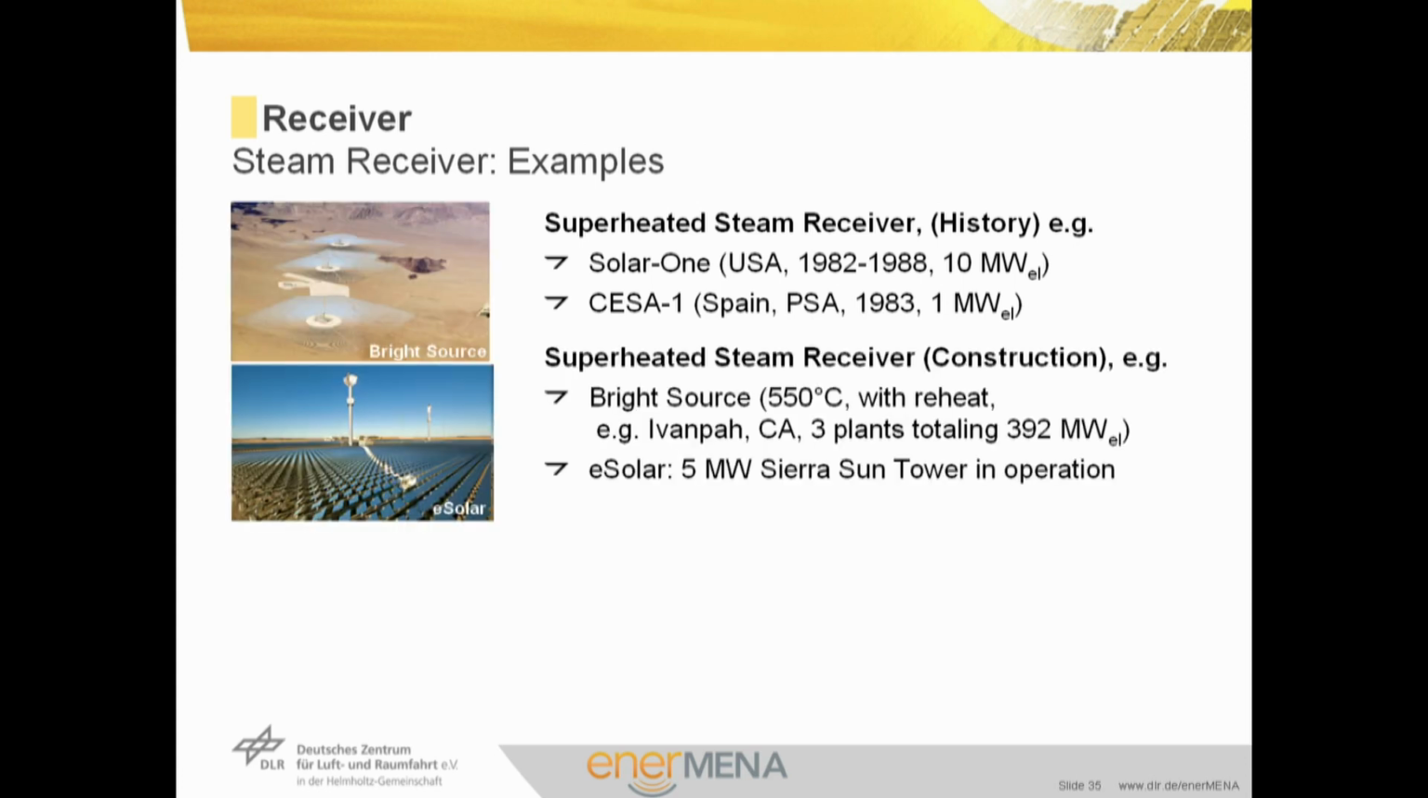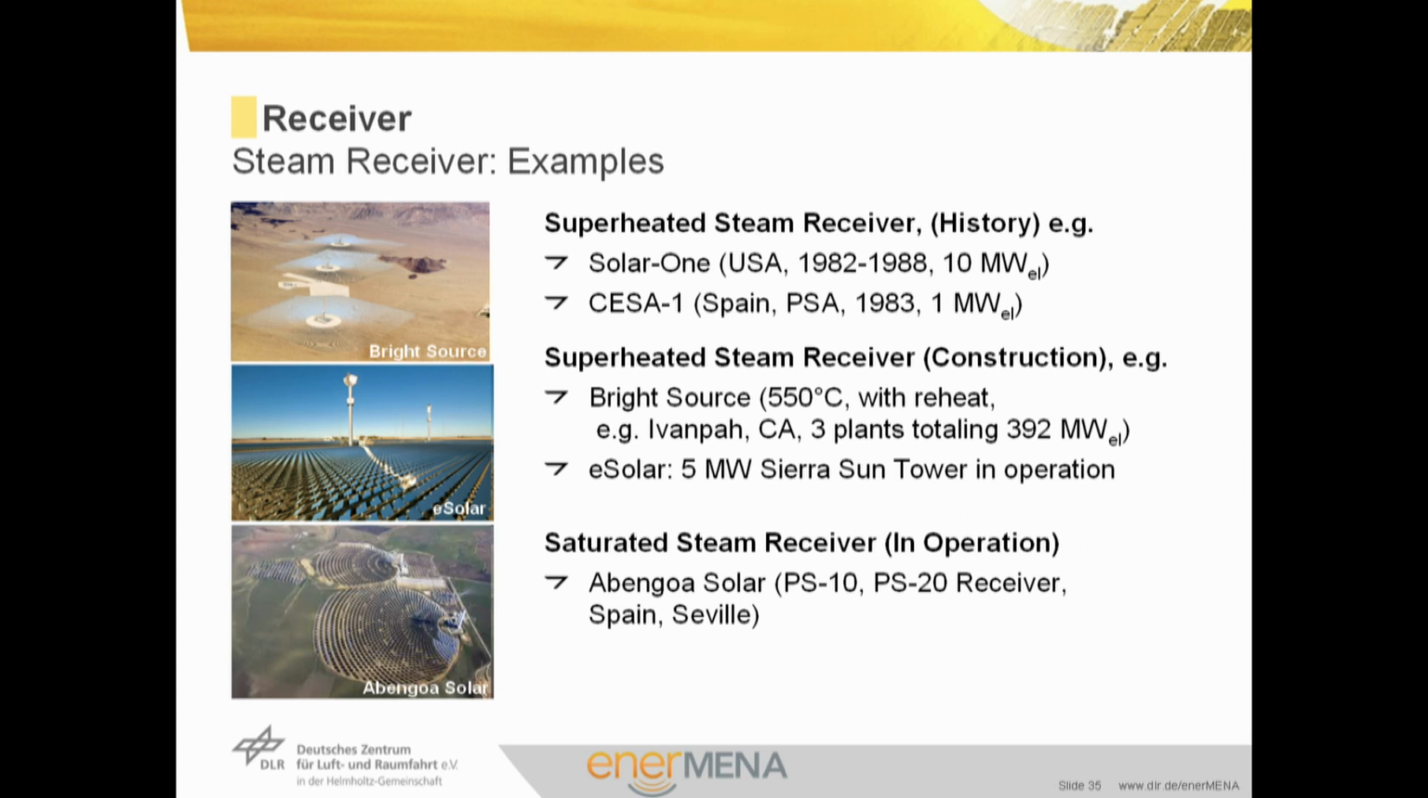Nowadays, companies develop superheated steam receivers, for example, BrightSource with superheating up to 550 degrees C with reheat. In Ivanpah, California, 3 plants are being built, totaling 392 megawatt electric. The eSolar project is already in operation. It's a 5 megawatt solar tower. And we have the saturated steam receivers, which are in operation. They are built as the first solar towers in Europe by Abengoa Solar, the PS10 and PS20 plants.